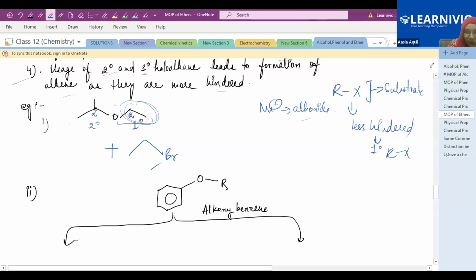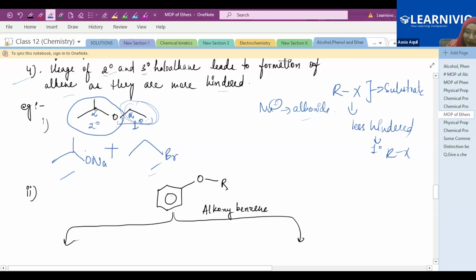Plus in this remaining group, this whole thing, you will attach sodium with the oxygen. So this thing is ONa, and that's the reaction. Now the reaction will proceed. This is your nucleophile, which is your sodium alkoxide, and this is your substrate, which is your alkyl halide.